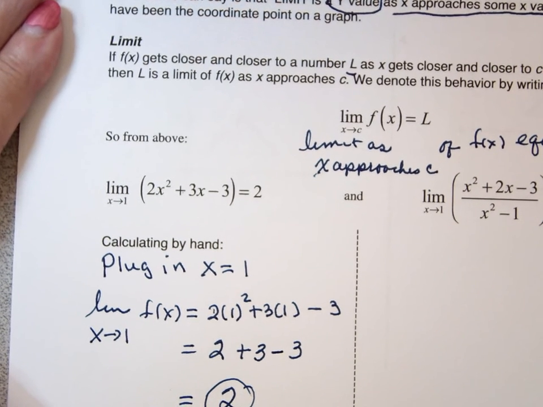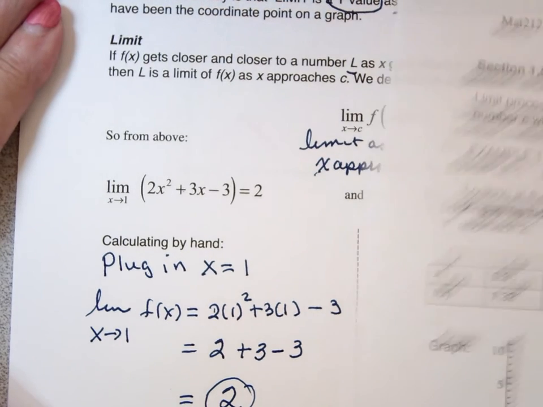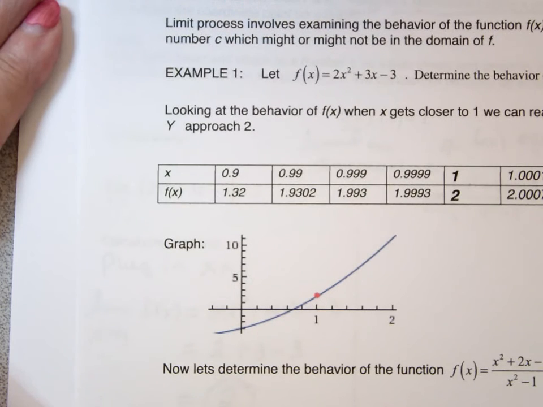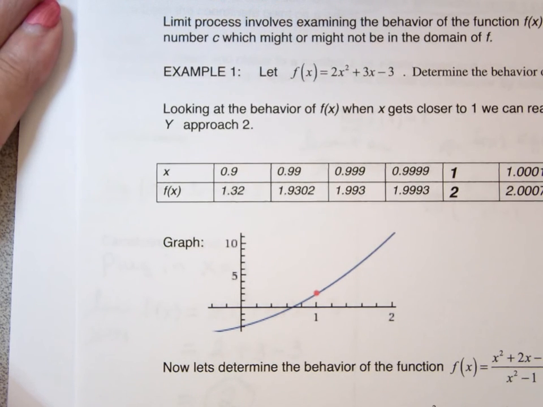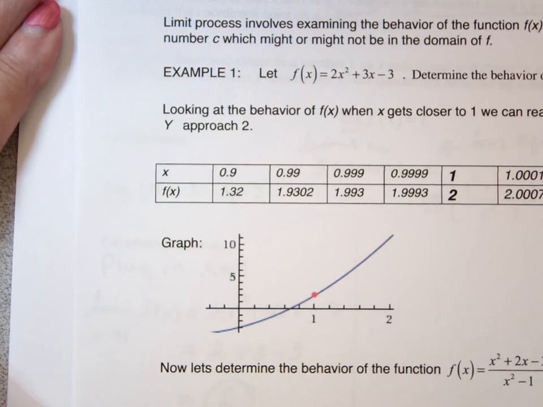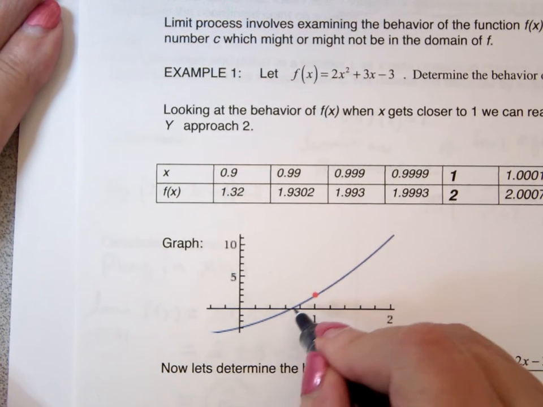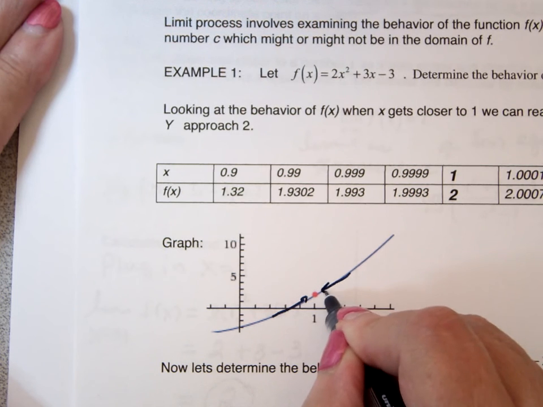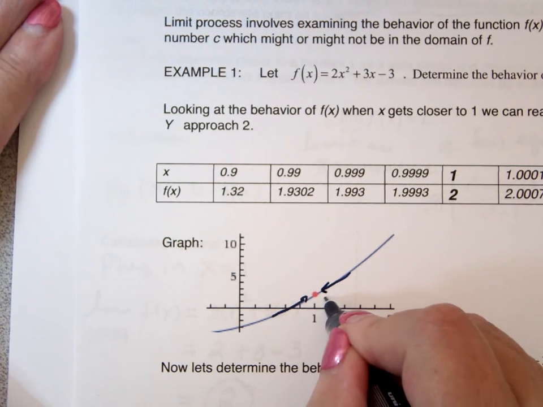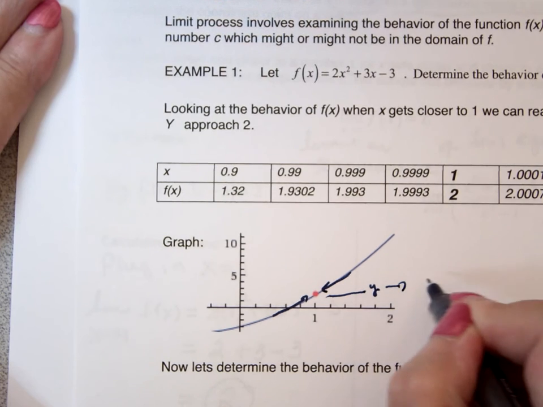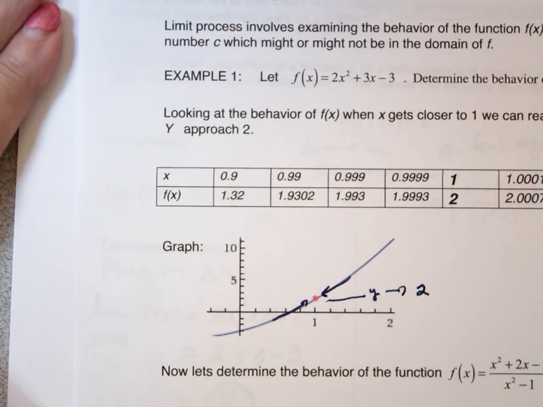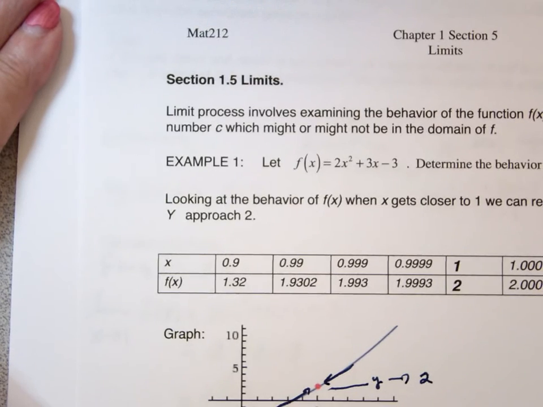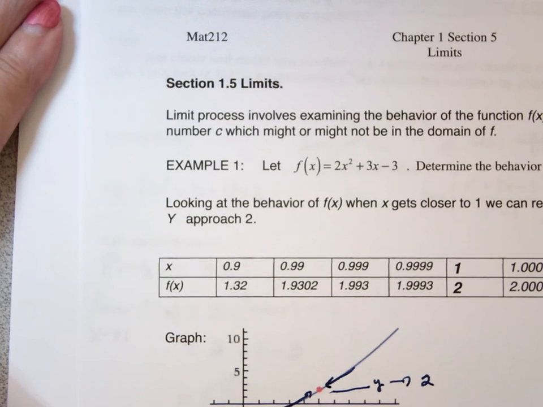Well, if I go back to my graph, that's this guy. There's a graph of that function. As x approaches 1, y approaches 2. Plug it in, plug it in. It's that stinking coordinate point. It's the y component of that coordinate point.